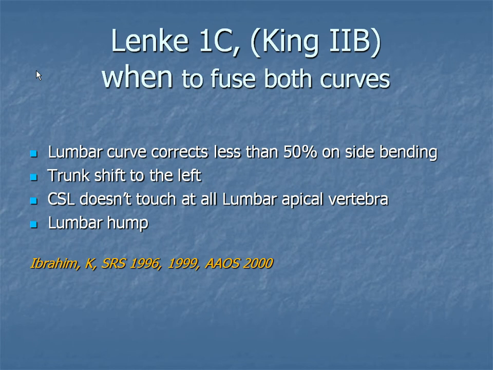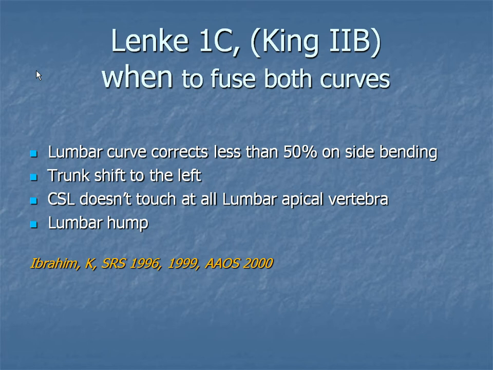I looked at it differently as a result of my previous reviews when we used the King classification. I think it is better than the number to look at flexibility. If the curve is flexible more than 50% on side bending, I consider it a flexible curve regardless of the numbers, and of course all these points have to be taken into account, and that one I don't fuse. If the flexibility is less than 50%, then I'll fuse the curve. The trunk shift to the left is very important regardless of the number, because if you do selective fusion, you'll end up with a flat flank like the second case I showed.